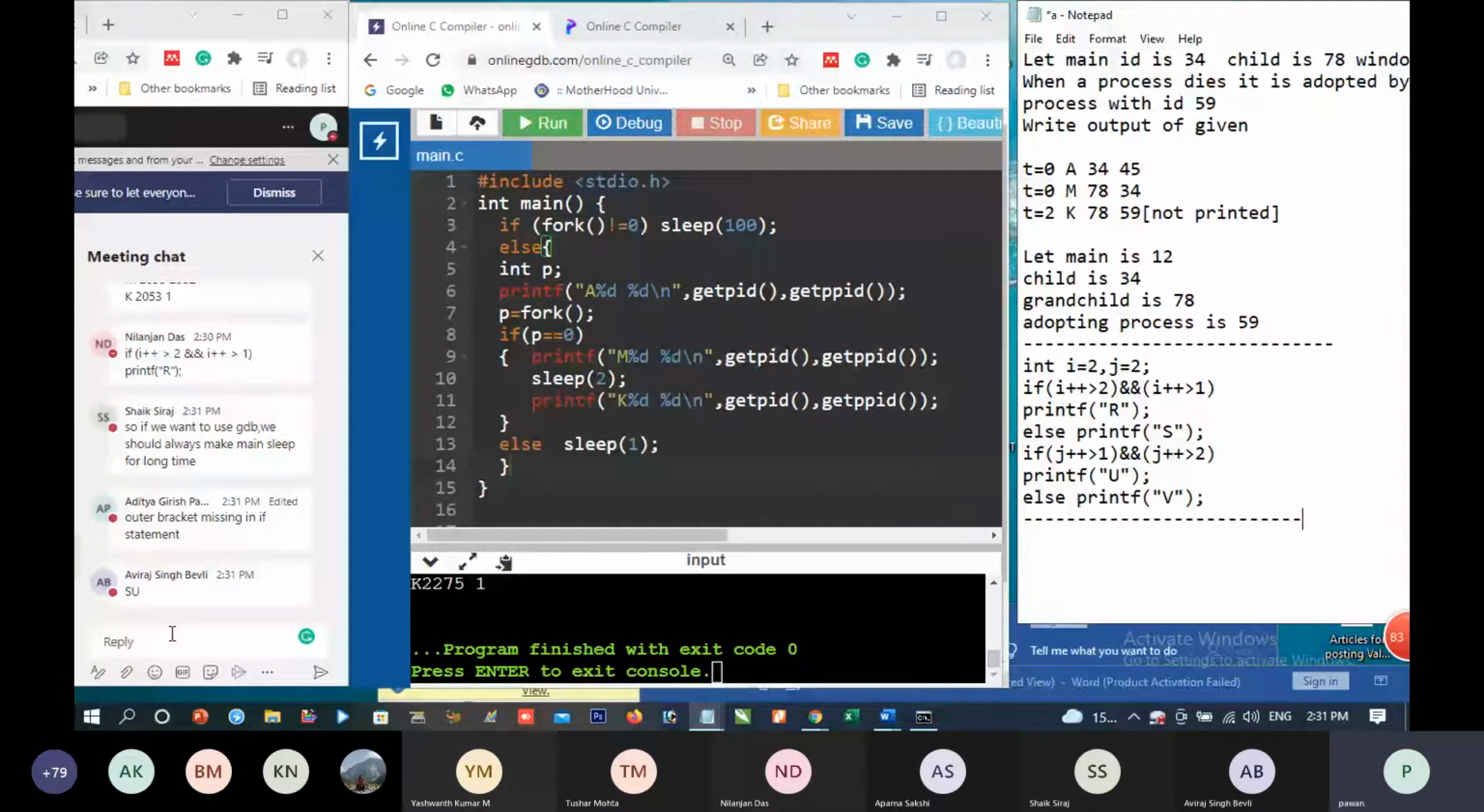Correct. Aviraj is correct. Okay, who is Aviraj? And Aditya, you are saying the outer bracket is missing in the if statement. You may be talking about one particular compiler only. In general, it is not required. Maybe on a few compilers it is required, but as far as syntax is concerned, okay, I have corrected it.